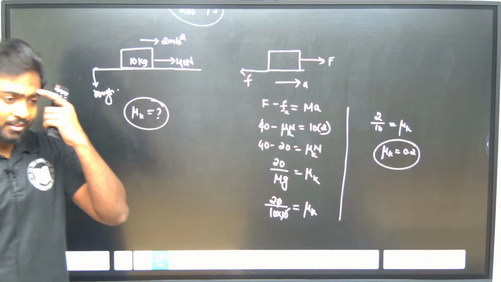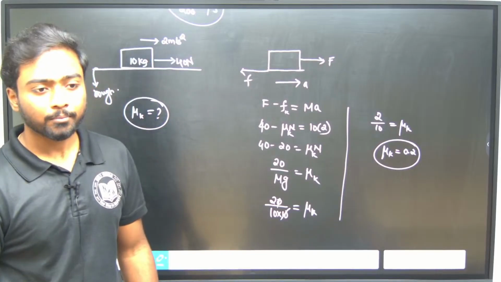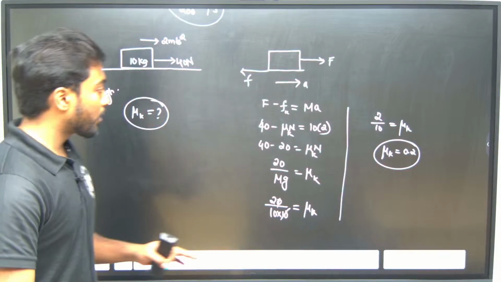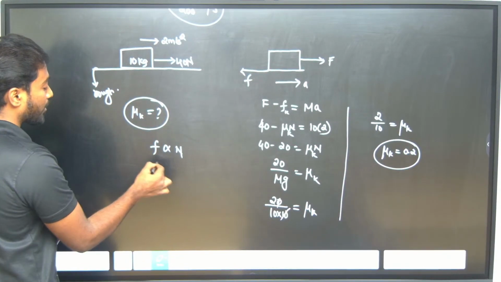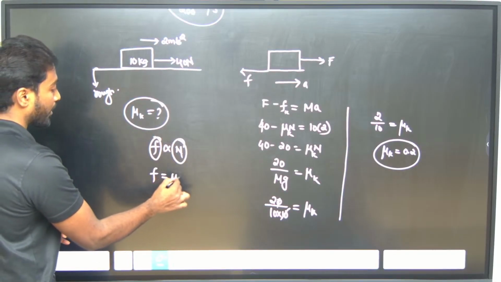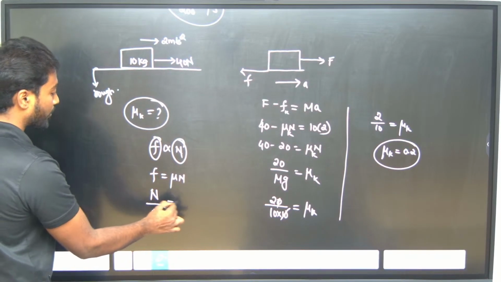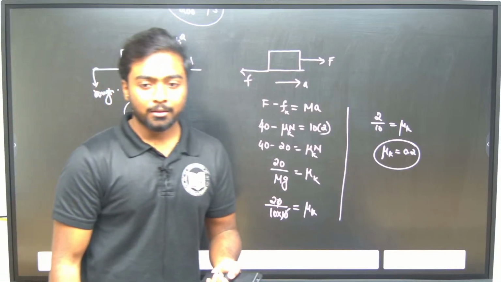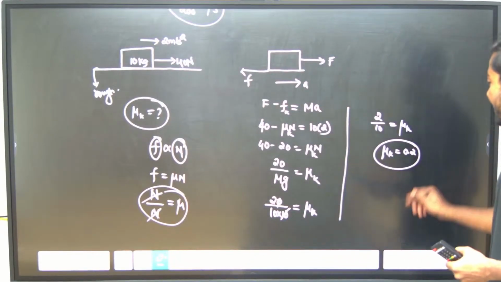And guys, is there any unit for this coefficient of friction? No. There is no unit for coefficient of friction because f is directly proportional to N, where f is also a force and N is also a force. So f equals mu N, where this is a Newton divided by a Newton equals mu. So Newton and Newton will get cancelled off. So there will be no unit for mu, right? So the answer is 0.2.